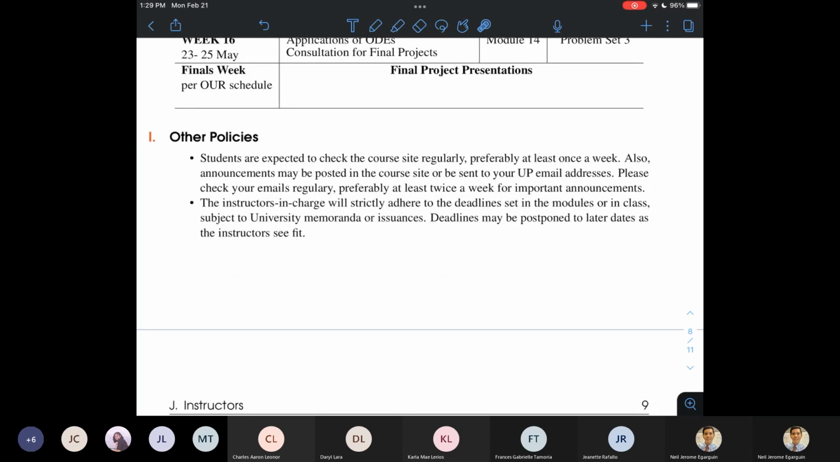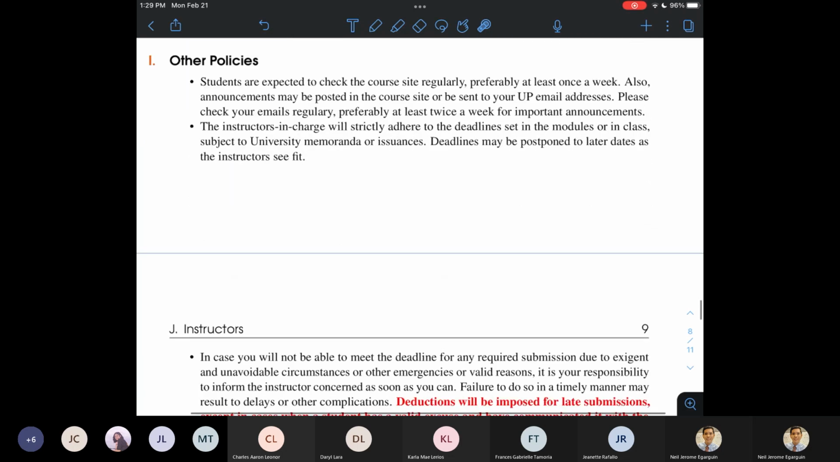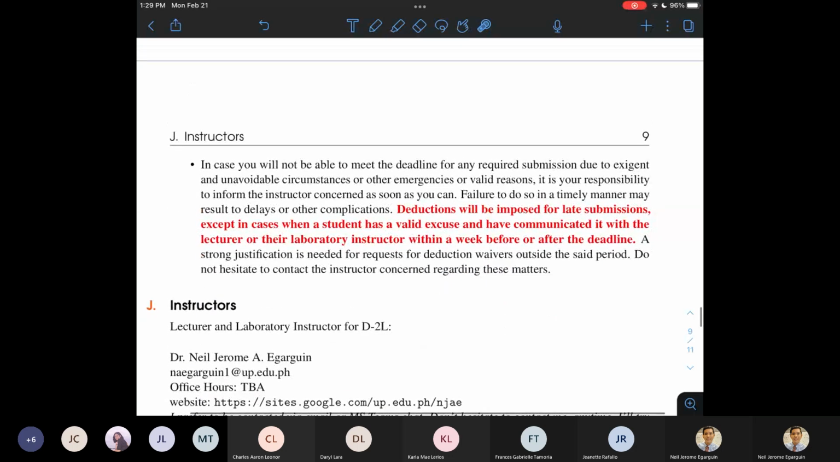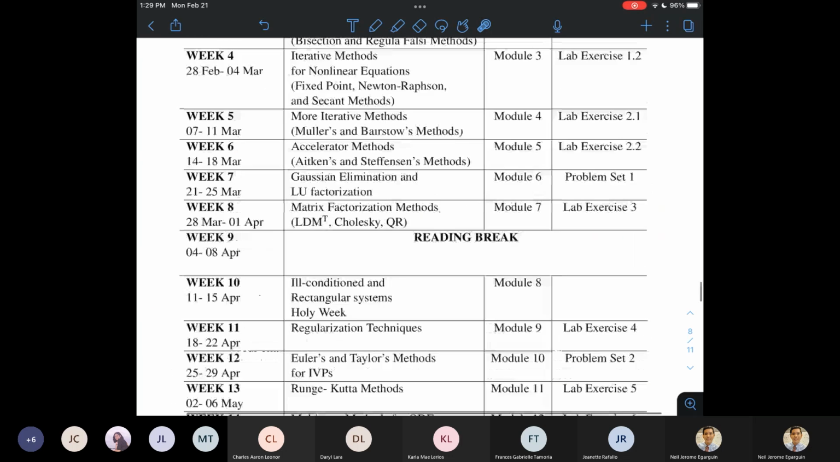All right? So other policies, these are generic policies. 129 na, papasok na yung galing ibang sections. Oo nga, no? So you can't anticipate yet what will happen in the next weeks. But I call dibs on this.